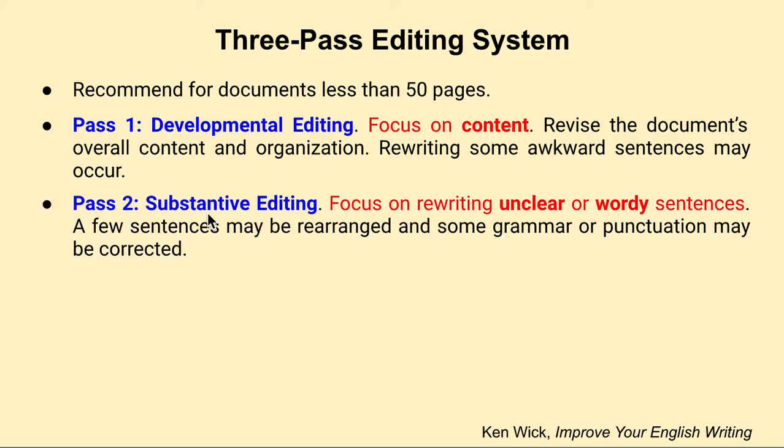The next pass is you focus on rewriting unclear and wordy sentences. This is basically just substantive editing. So now you're going to go through each sentence and you're going to rewrite it, or focus and ask yourself, is this sentence clear, and is it concise? Now what's going to happen is that when you actually go through this pass, 80% of the time you should be focusing on rewriting unclear and wordy sentences.